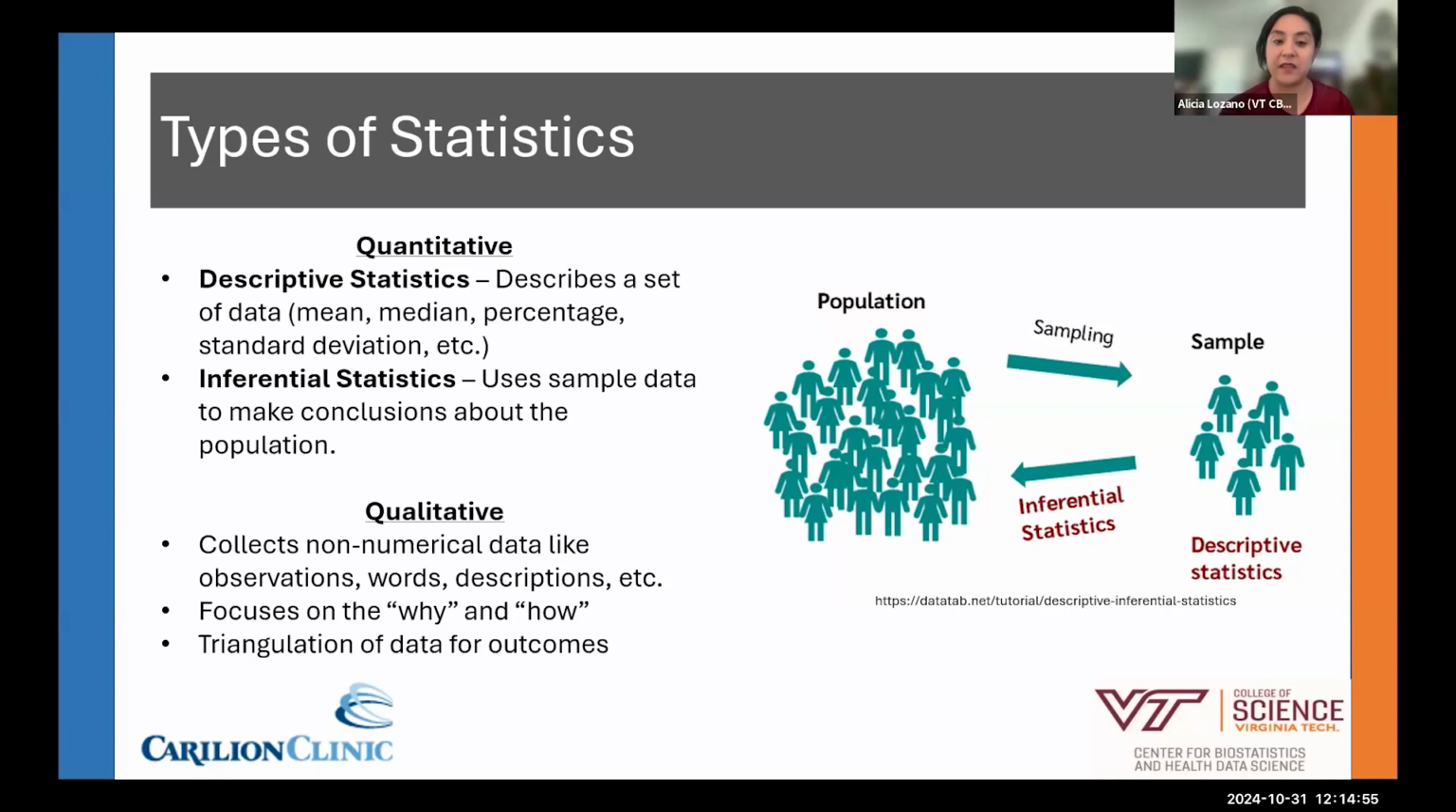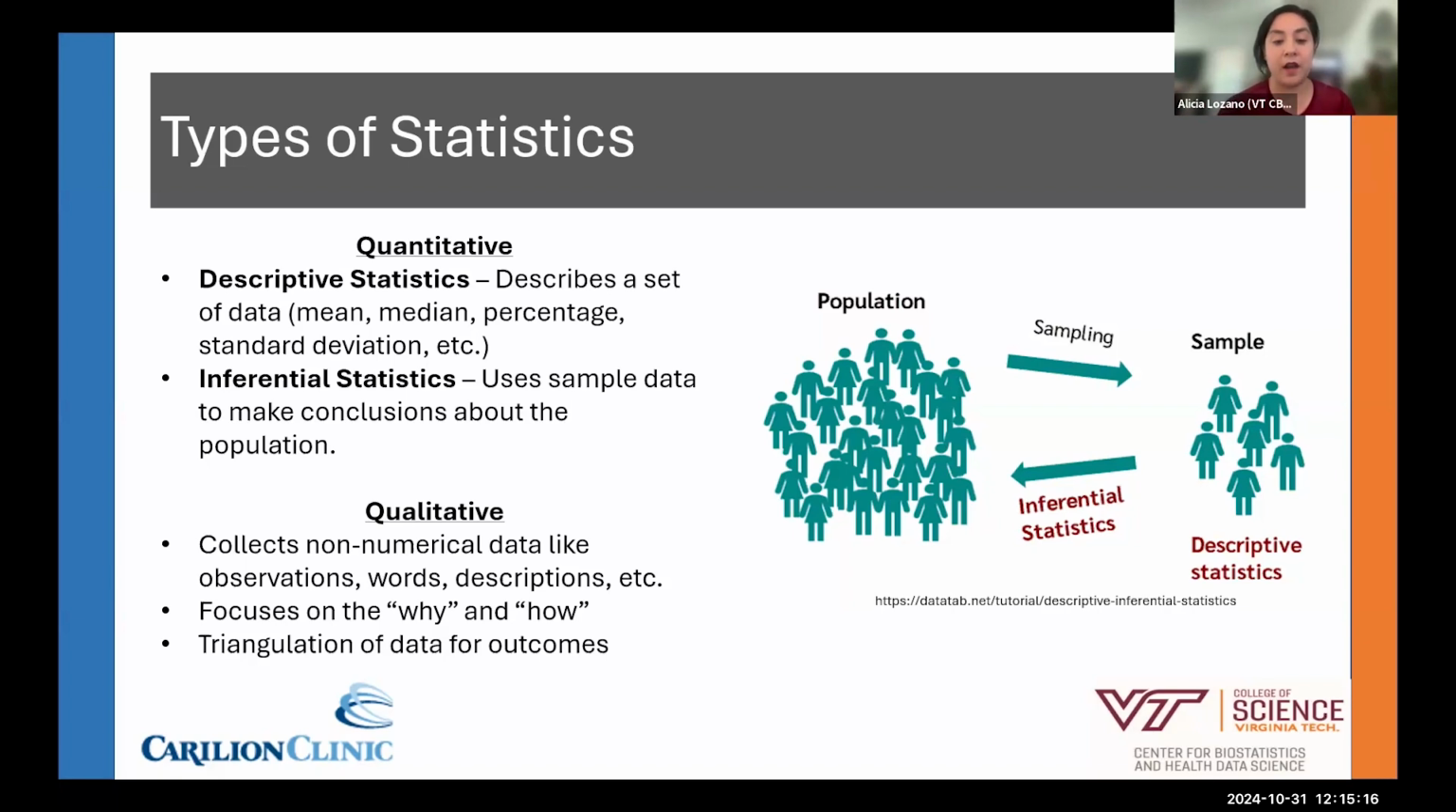Just looking at this visual on the right side, we have an illustration showing the process of sampling. A large group of individuals represents the population from which a sample is selected. Descriptive statistics describe that sample, while inferential statistics use it to make broader conclusions about that population.